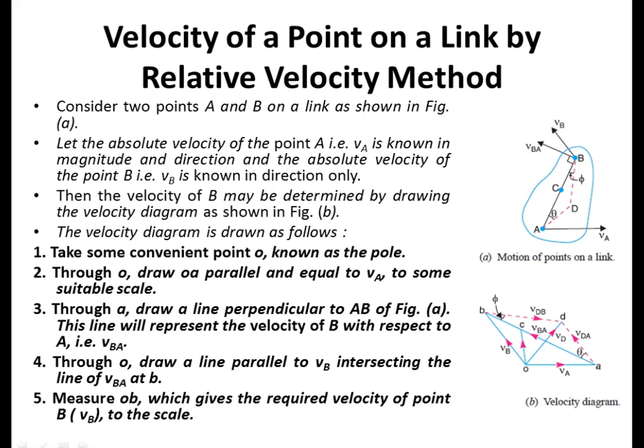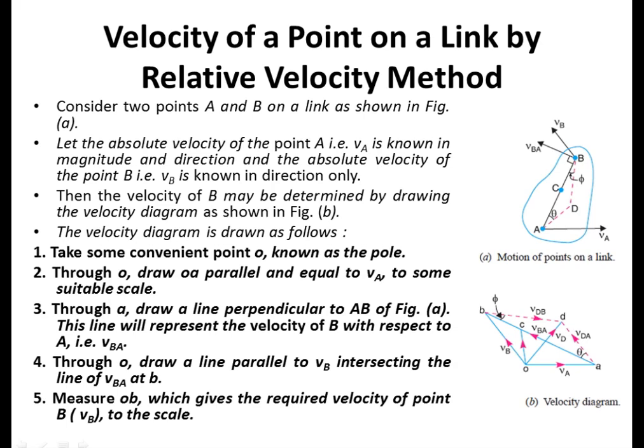Consider 2 points A and B on a link as shown in this figure. First see figure A. You can see the 2 points shown here, A and B. Let the absolute velocity of the point A, VA, be known in magnitude and direction both, and the absolute velocity of point B, VB, be known in direction only.